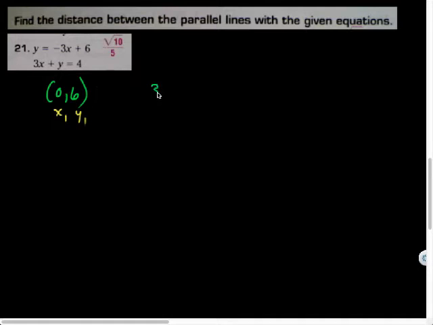Wait, why isn't it 1? Because this is the y-intercept. Right, so okay, 6. So plus y, and I'll subtract 4 from both sides just to get this into our standard form here. And I'll get A is equal to 3, B is equal to 1, C is equal to -4. And let's find the distance.